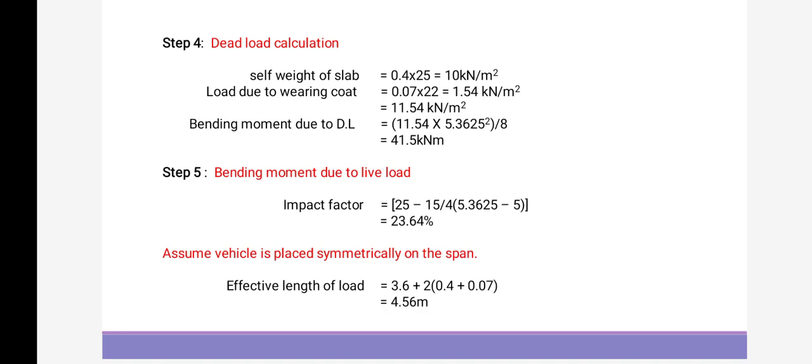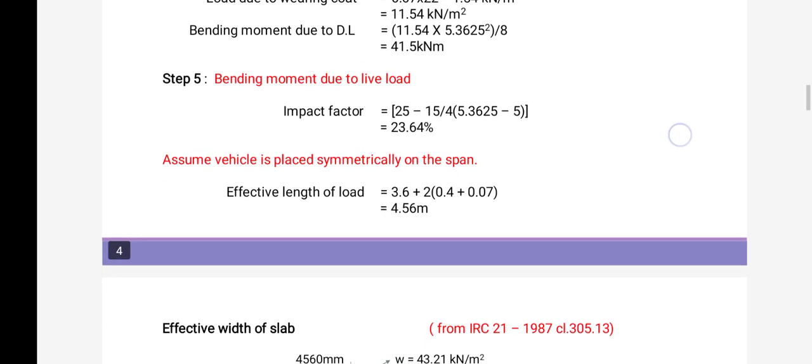Then find out the bending moment for dead load. So 11.54 into 5.3625 the whole square divided by 8. That is the bending moment formula, W L square by 8. So the answer is 41.5 kilonewton meter. Then step 5, bending moment due to live load. First, the impact factor is equal to 25 minus 15 divided by 4 into 5.3625 minus 5. Therefore 23.64% is the impact factor.